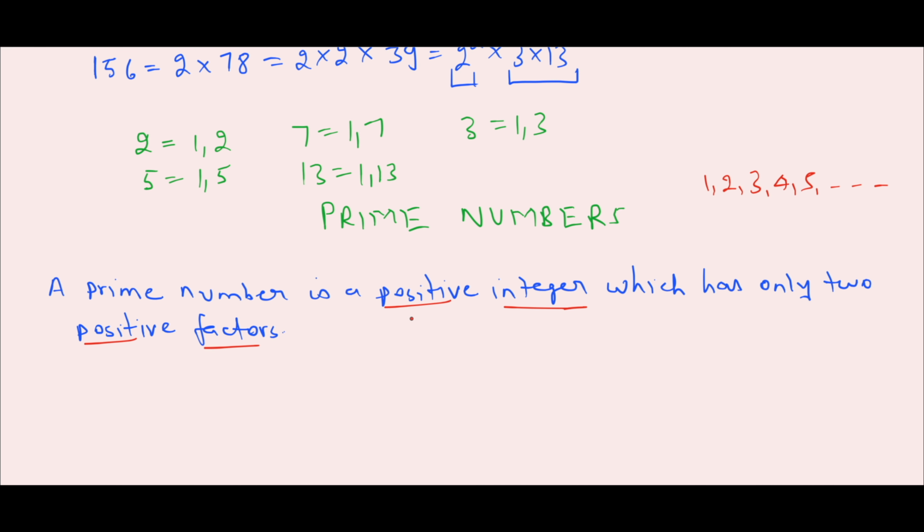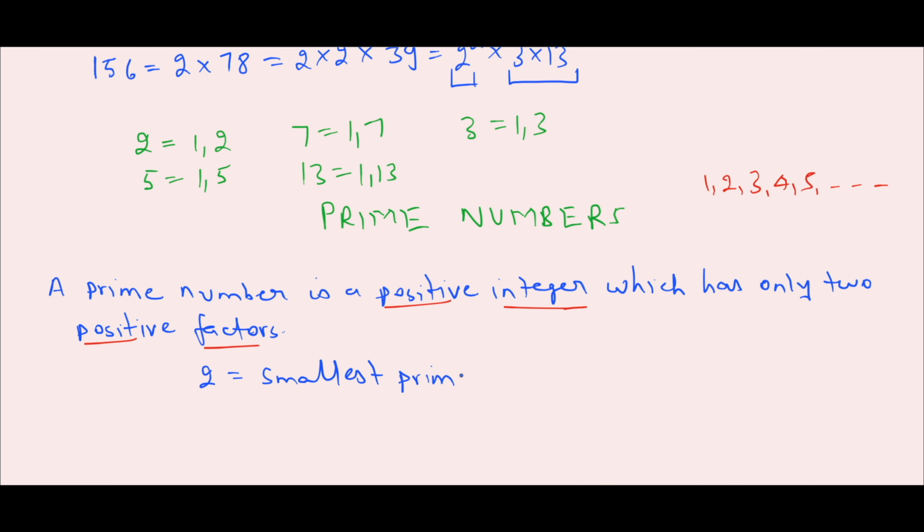And to be more specific, what are those 2 positive factors? Because every number is divisible by 1 and itself, we can also say a prime number is a positive integer which is divisible by 1 and itself only. So every number will have 2 positive factors, 1 and itself. So a prime number is a positive integer which has only two positive factors. To take an example, the smallest prime number is 2. 2 is the smallest prime number.